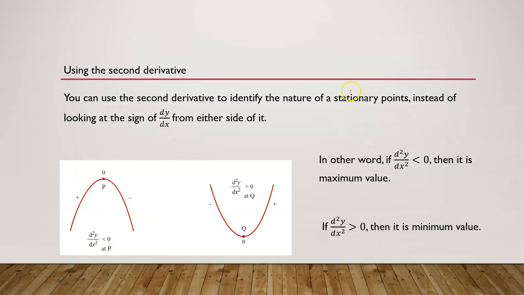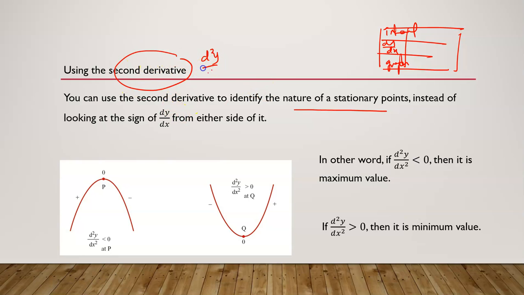Okay, so how we apply second derivative to identify the nature of stationary point instead of looking at the sign of dy over dx. Maksudnya, in order to check whether it is a maximum or minimum, tadi previously we draw a table kan. Okay, if you don't want to use this table, you can use second derivative, your d square y over dx square. You can check this one. Okay, sama ada dia equals to 0, greater than 0 ataupun less than 0.